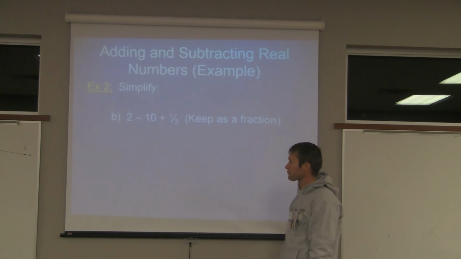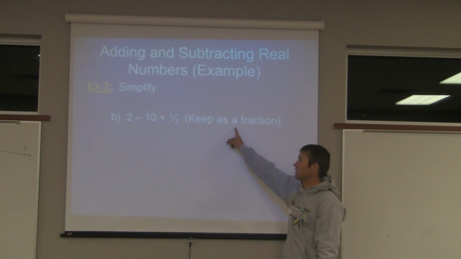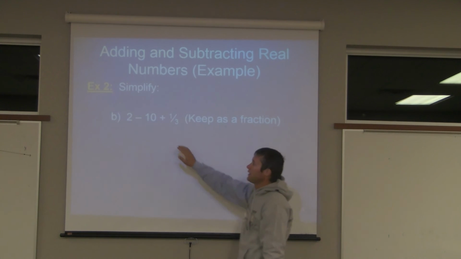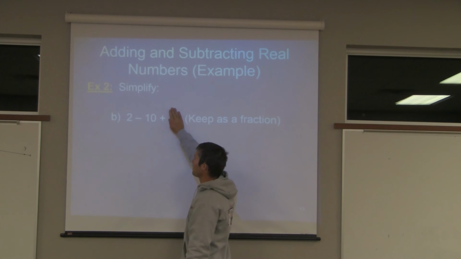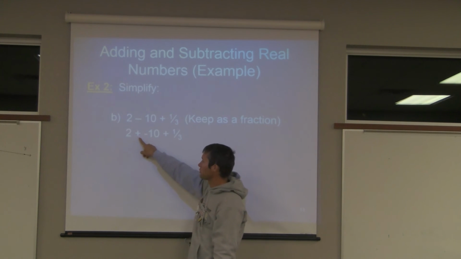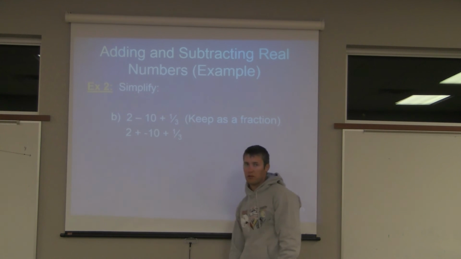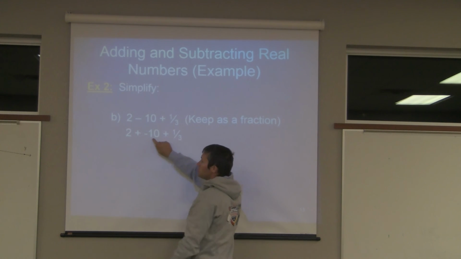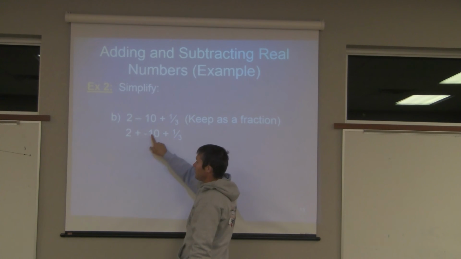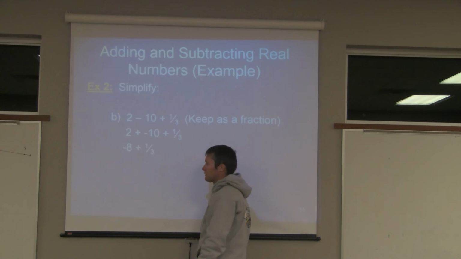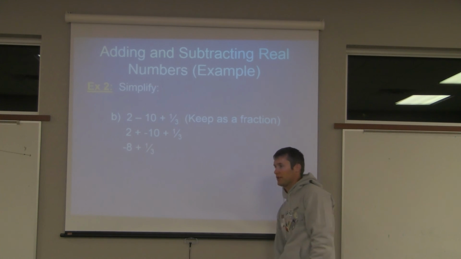Last example, now we want to keep it as a fraction. Okay, but once again, I'm going to go ahead and combine these two terms that go together. I'm not going to worry about 1/3. So I'm going to switch the sign of this. 2 minus 10, I'm going to switch the sign to addition. So 2 plus negative 10. So now if I just look at these two numbers, 2 and 10, 10's bigger, so my answer is going to be negative. And now I just subtract. 10 minus 2 is 8, and I keep the sign with it. Now it's negative 8 plus 1/3.